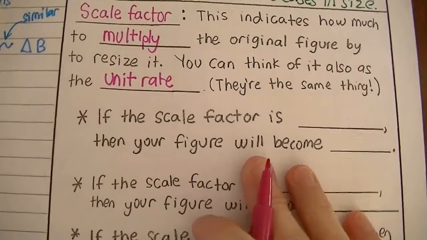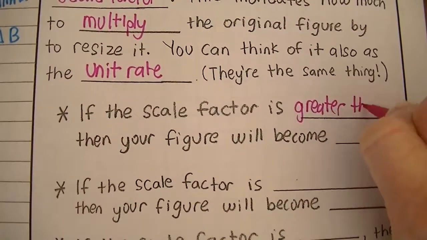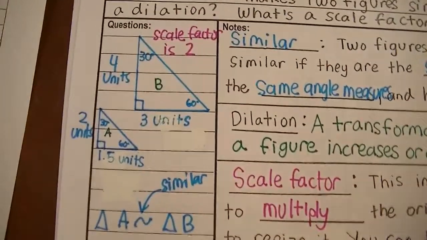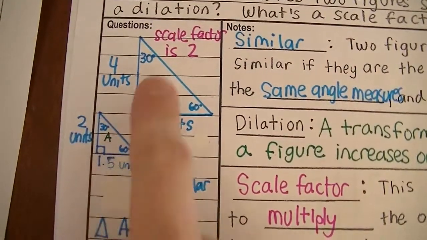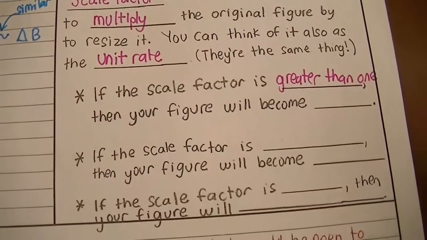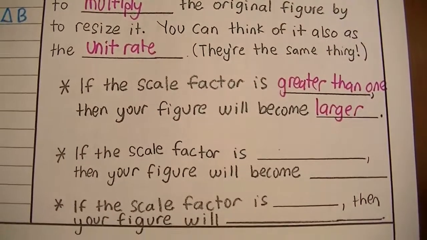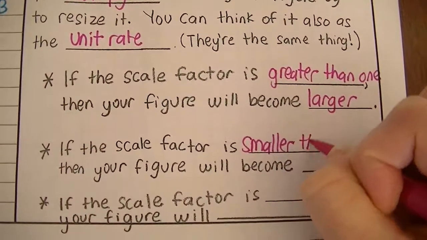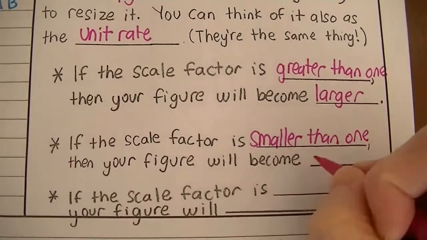All right, if the scale factor is greater than 1, then your figure will become, well, let's see. See how our scale factor is larger than 1? What happened? It started out small, then it got big. So if your scale factor is bigger than 1, your new figure will become larger. If the scale factor is smaller than 1, then your new figure will become smaller.